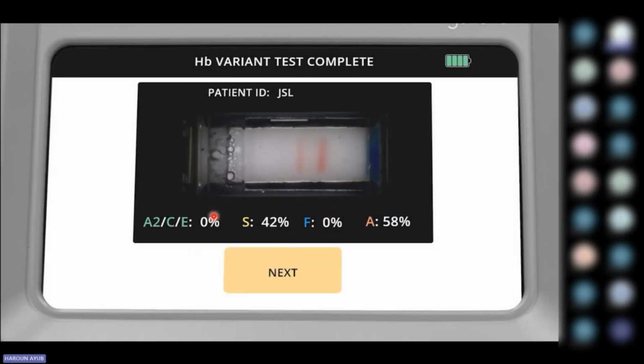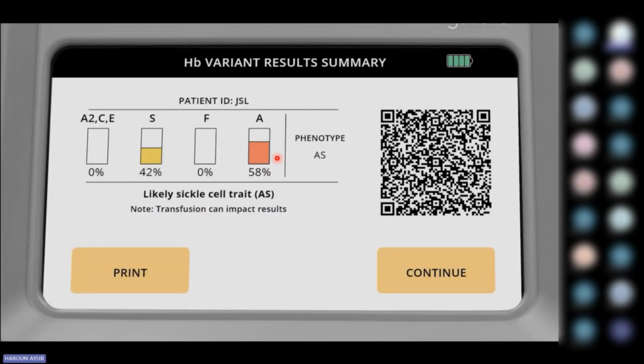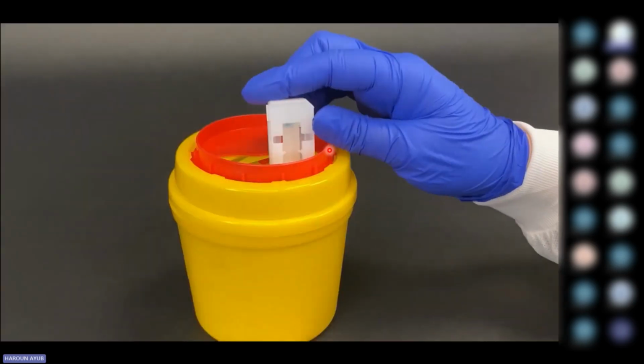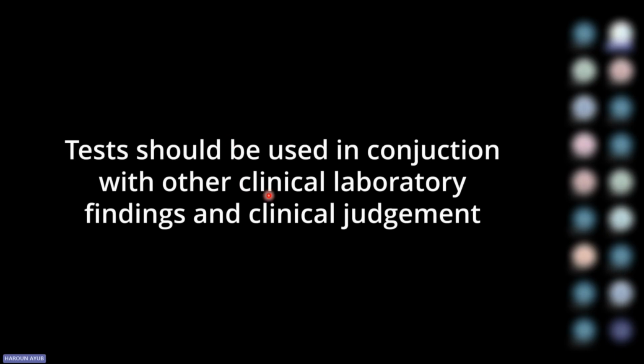You'll find that the A2CE will be the band formed first. Then you'll find the S band, the F band, and the A band. For HB electrophoresis, it will give us results in the form of percentages. This helps in monitoring and also confirms the phenotype that we have. Phenotype AS will be represented as a trait because we have normal A and S. When you have SS, you'll find that the highest percentage is the S variant as compared to A or A2.